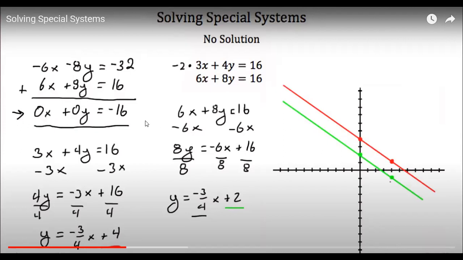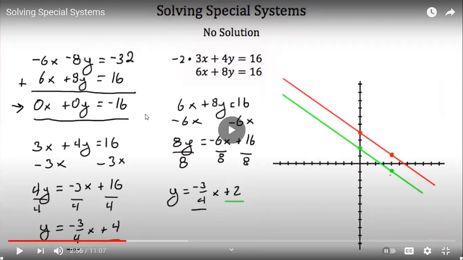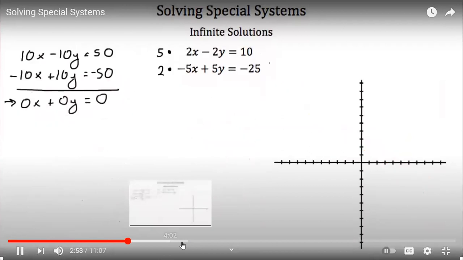Let's move to the second case. We know that with this system, maybe we can figure out what's going on. Our first equation is 2x minus 2y equals 10, and the second is negative 5x plus 5y equals negative 25.